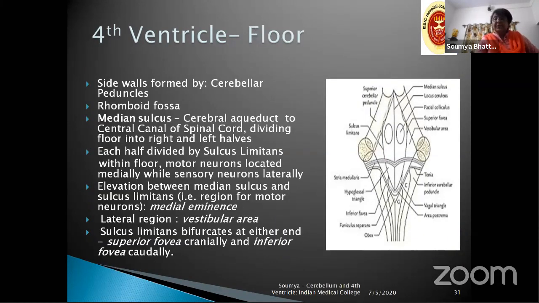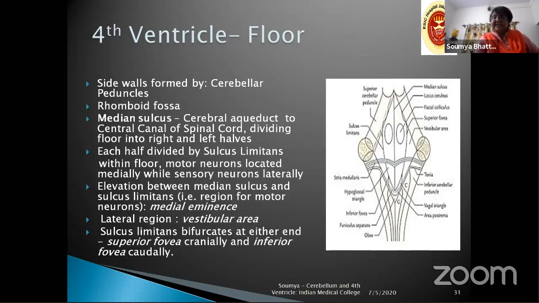The floor of the fourth ventricle is again a rhomboid shaped, diamond shaped structure. It has a median sulcus which divides it into right and left halves. You can look at the diagram. Each right part or left part is again subdivided by another sulcus known as the sulcus limitans.